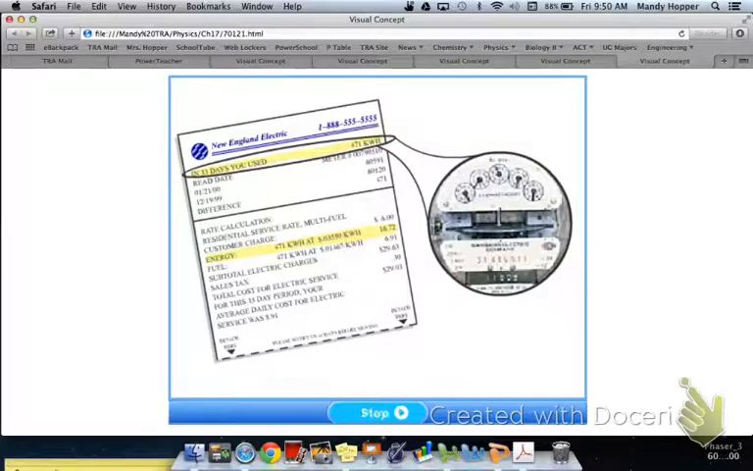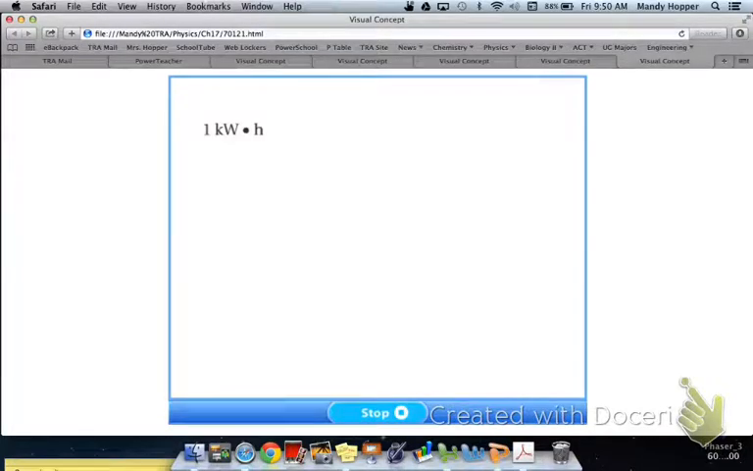Electric companies charge for the amount of energy that a customer consumes during a specific period of time, usually about a month. The kilowatt hour is a unit commonly used by electric utilities to express that energy consumption. We can convert kilowatt hours directly to the more common energy unit of joules. We'll begin with 1 kilowatt hour. We convert kilowatts into watts by multiplying by 1,000 watts over 1 kilowatt.